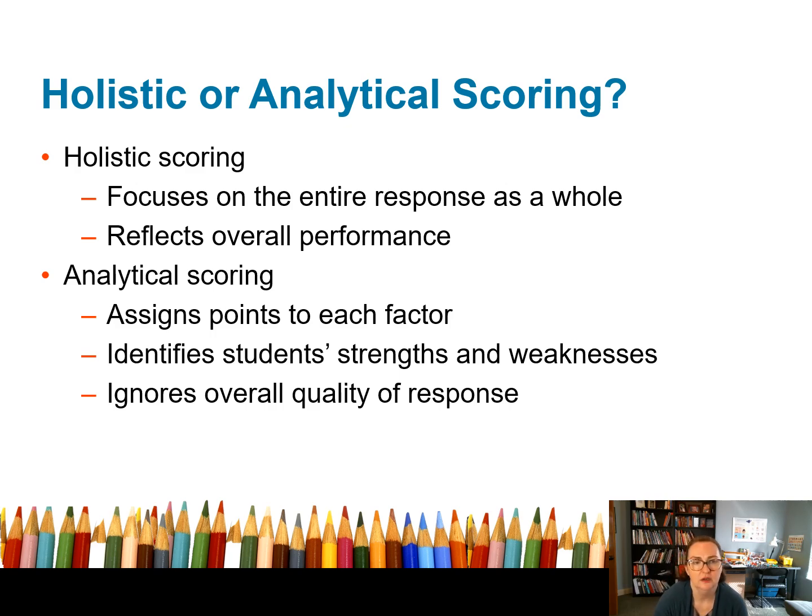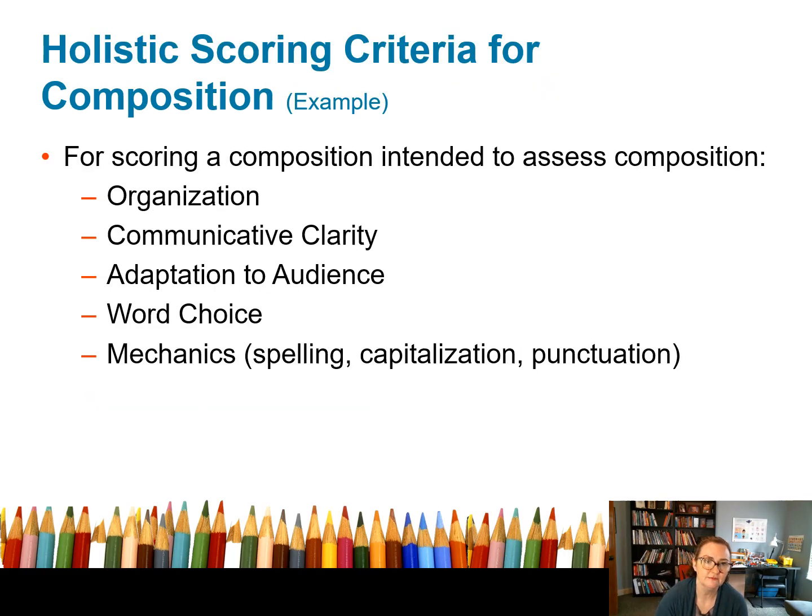When you are scoring essays, you want to think about whether or not it's useful to use a holistic or an analytical scoring rubric. Holistic scoring focuses on the entire response as a whole, and it reflects their overall performance. Analytical scoring assigns points to each factor and identifies students' strengths and weaknesses, but it ignores the overall quality of the response. When you're thinking about holistic scoring criteria, you might think about their organization, their clarity, their adaptation to the audience, their word choice, and their mechanics. All of that then gets 1 score.